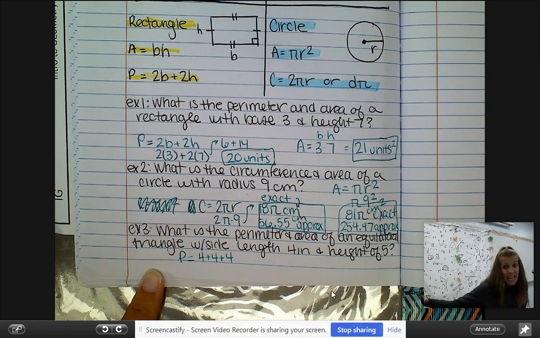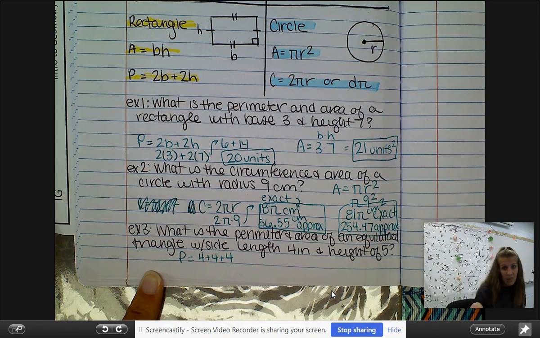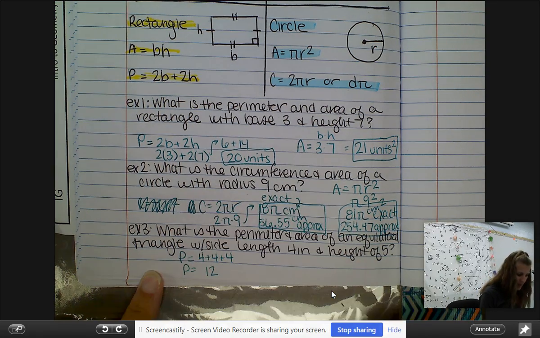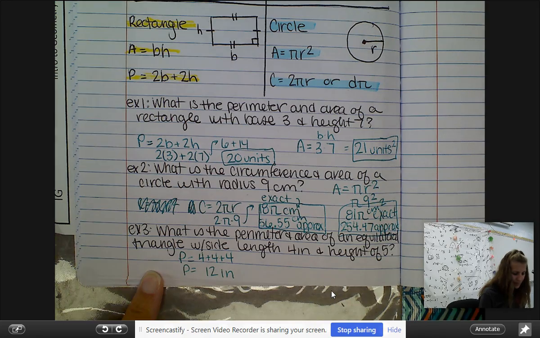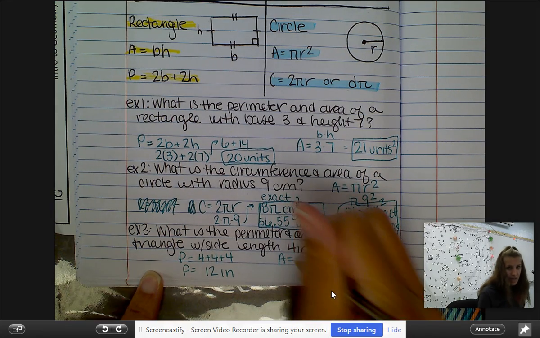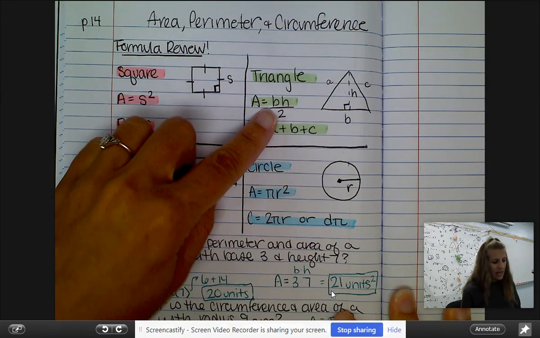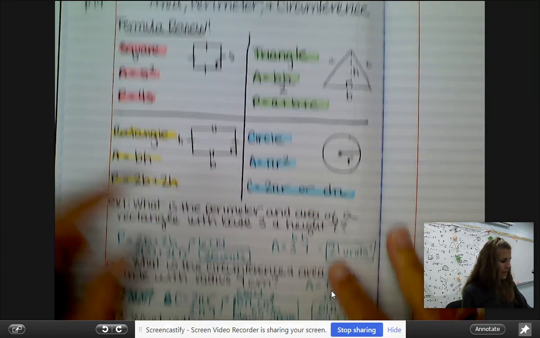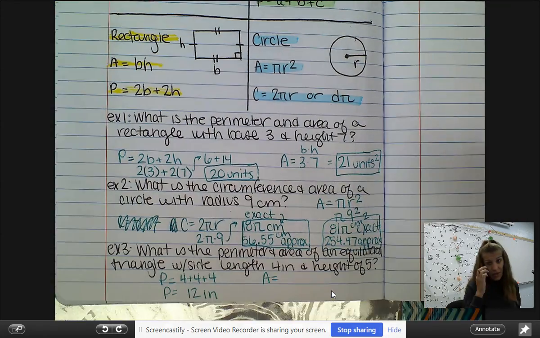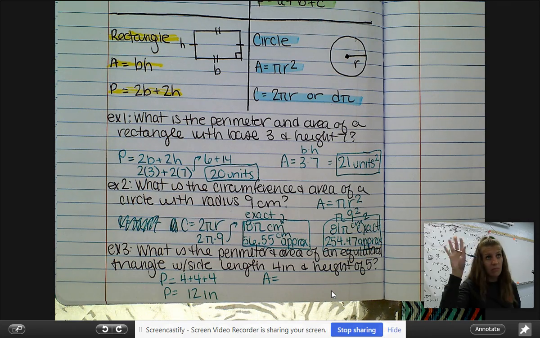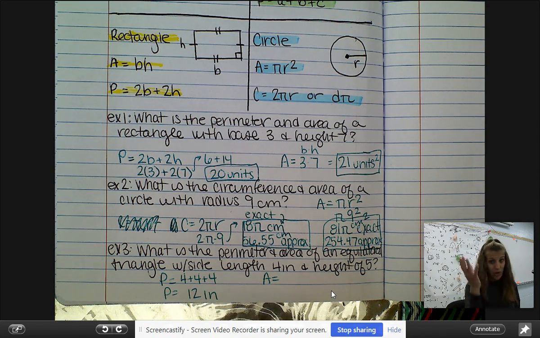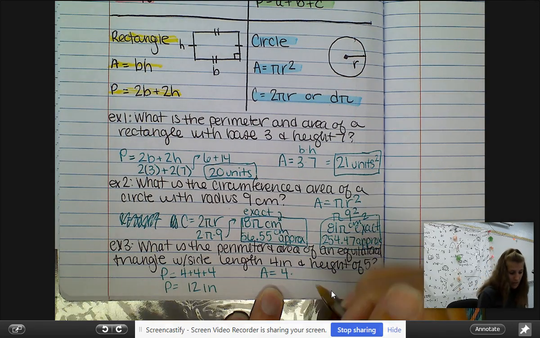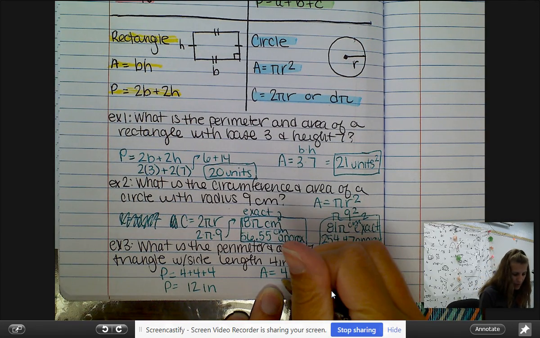The 5 is the height. It's inside of it. It's not part of the outside of the triangle. And so our perimeter here is 12 inches. Our area formula is base times height over 2, or half base times height. And so the base of the triangle is really any side because they're all the same. So 4 times the height, which is 5 over 2.